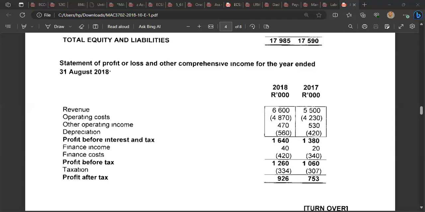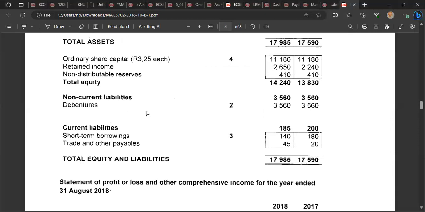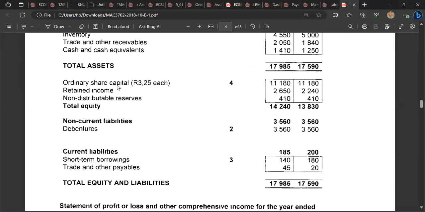All right, this is where we were. So we want to check the current structure now. It's good because now we only have equity and one kind of debt here, which is just debentures, non-current liabilities. That's all that we have here. So our total equity is 14,240, and then the total debt is 3,560. So we want to put that down there on our spreadsheet.